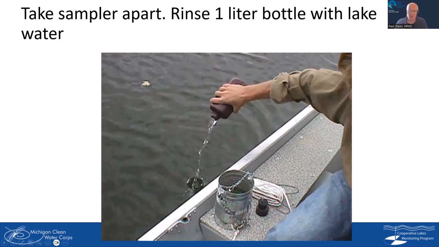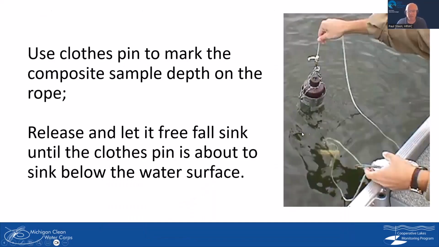Don't drop your weights overboard at this point, because they're just lying in there loose, remember? Okay, then you'll reassemble the sampler, and with a clothespin, mark your composite sample depth on your rope. That's because when you release this thing, as soon as that clothespin gets to the water surface, you know you're at the right depth for how far you're supposed to go down. So basically the clothespin just notes that depth ahead of time. Yep, that's a nice little trick.